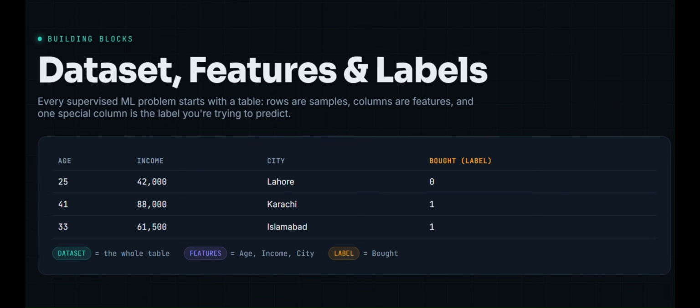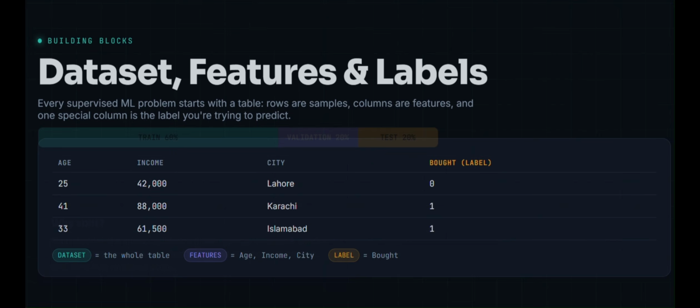Let's get into it. Dataset, features, and labels. Let's start with the vocabulary because you'll hear these words in every single ML video from now on. This table here, the whole thing is your dataset. Every row is one sample, one data point. The columns you use to make a prediction, age, income, city, these are your features. And this last column, bought, the thing you're actually trying to predict, that's your label or target. So dataset is the table, features are the inputs, label is the answer you're training the model to give.